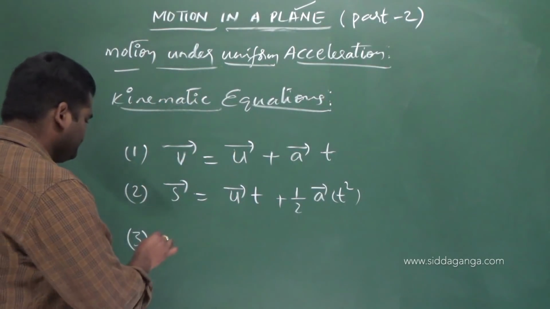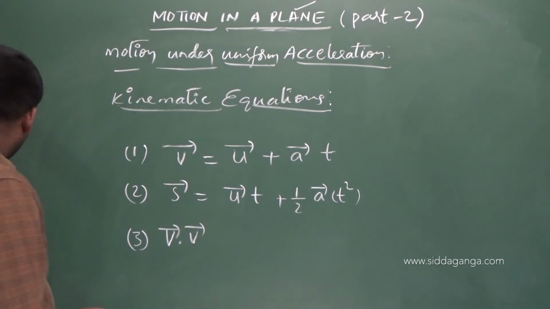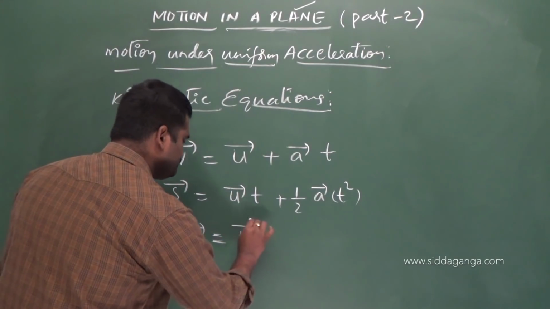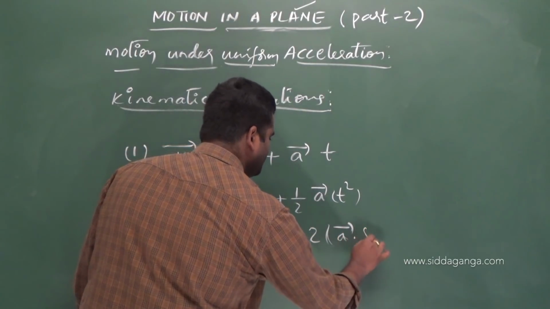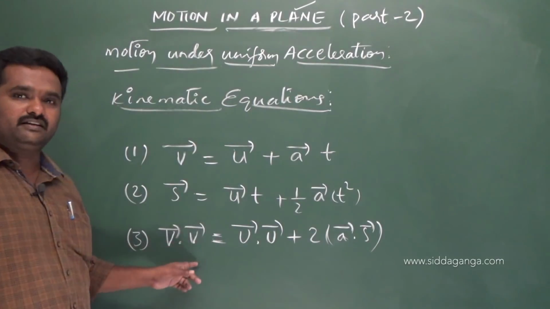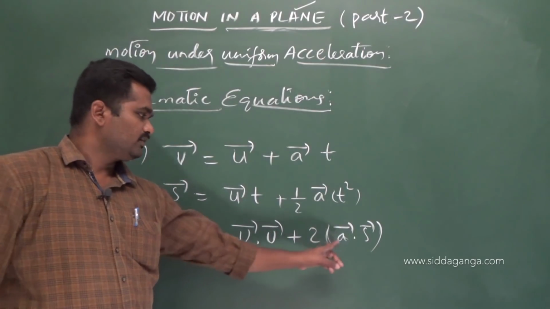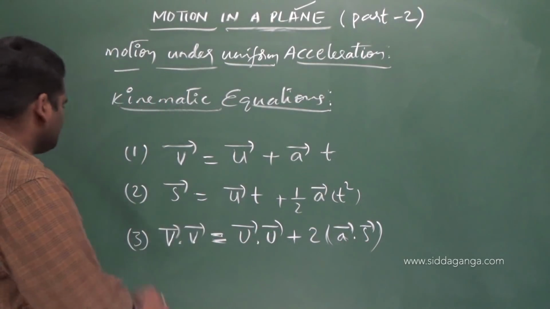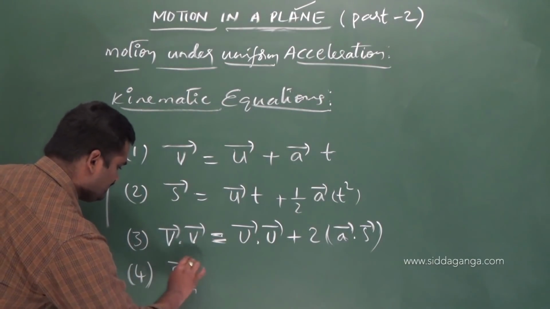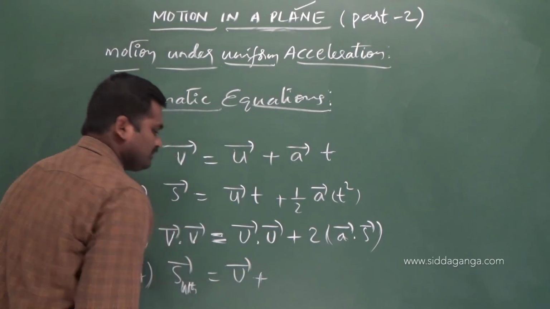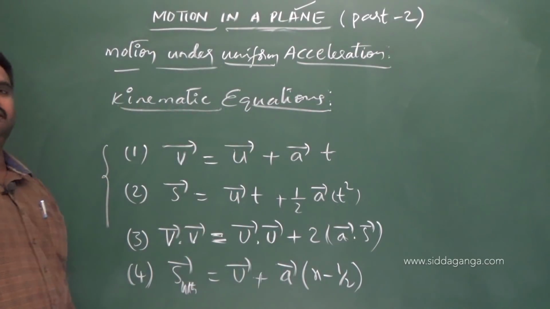So this equation we have to write like this: v dot v equals u dot u plus 2 into a dot s. This is the dot product we are writing. These three are the kinematic equations we have. One more, if you want to write the nth displacement in the nth second: s nth equals u bar plus a bar into (n minus 1) by 2, the same way we have written.